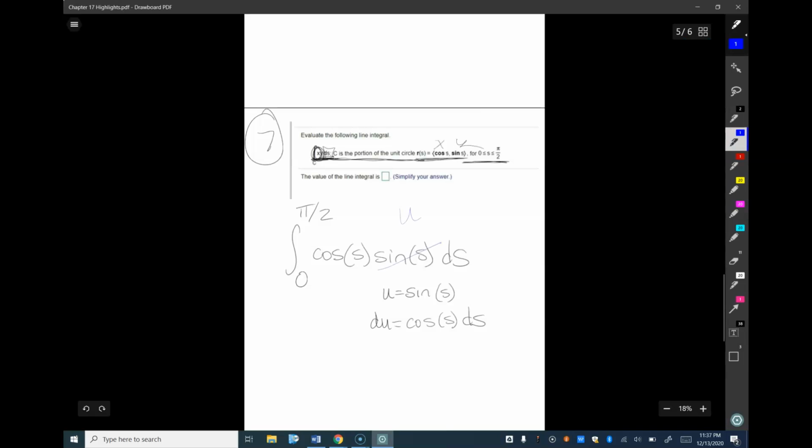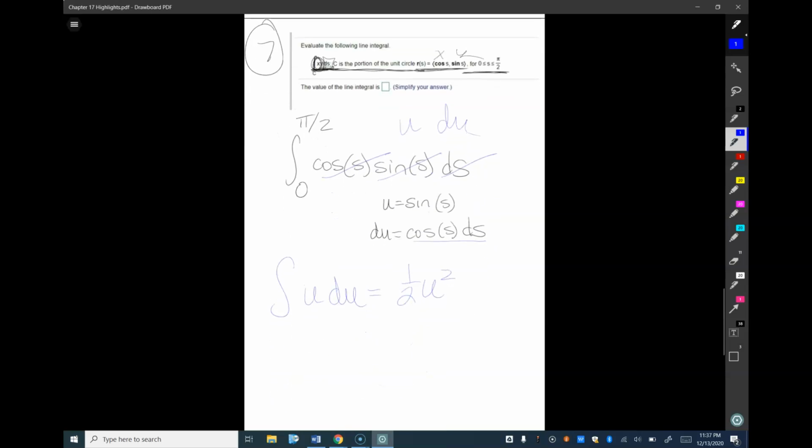sine s is u, cosine s ds is du. So it just simplifies all the way down to the integral of u du, which is 1/2 u squared. And we can't plug those values back in until we're back in terms of s, because those are s values. So we'll go back, now that we've done our antiderivative, we'll go back and plug in what u is equal to. So we've got 1/2 sine squared s from 0 to pi over 2.